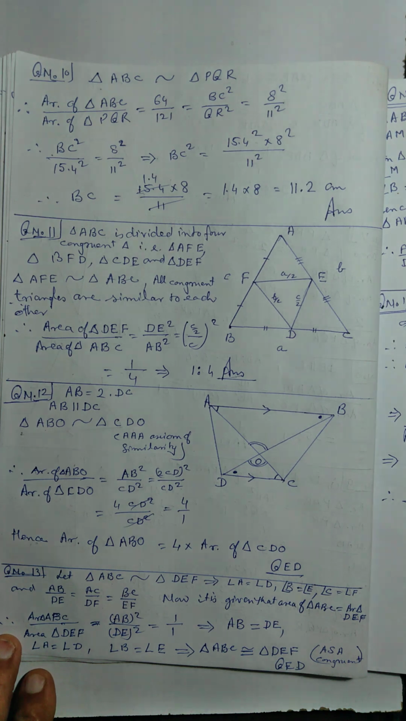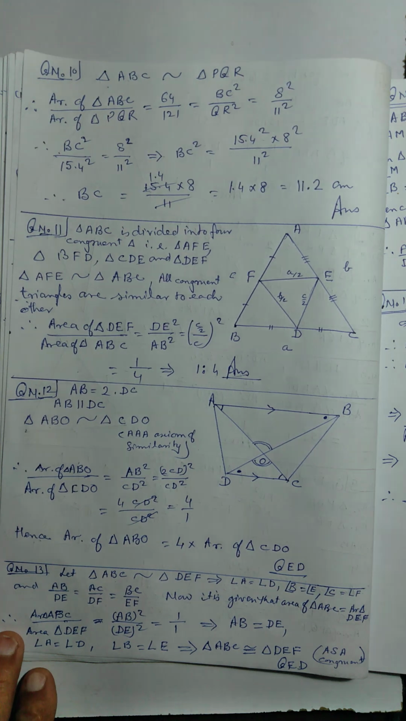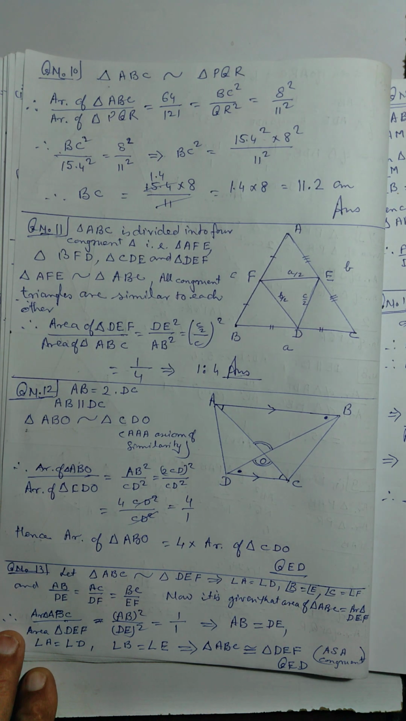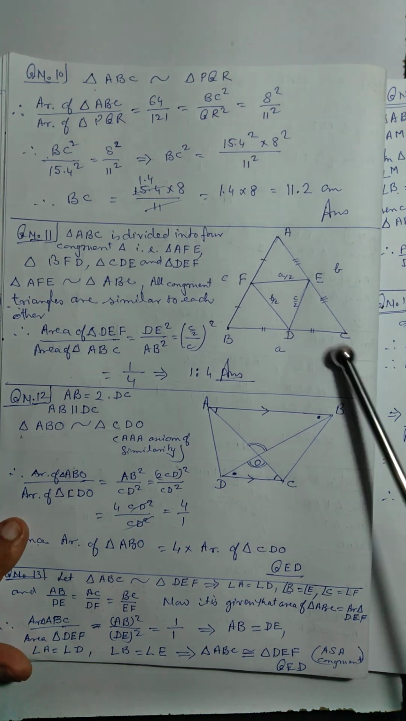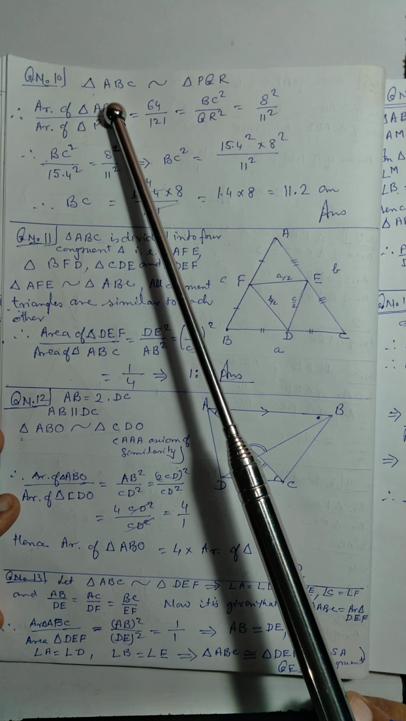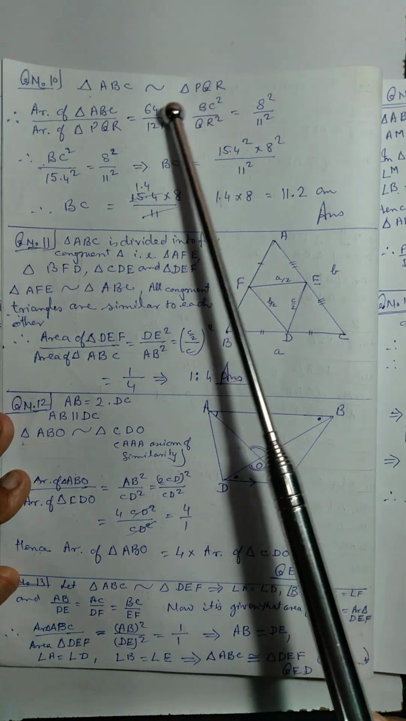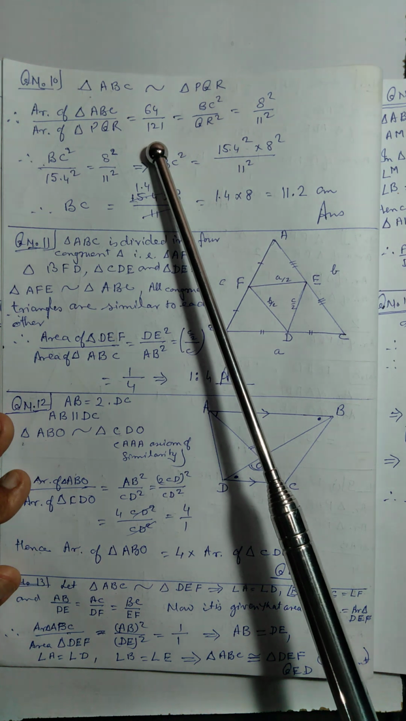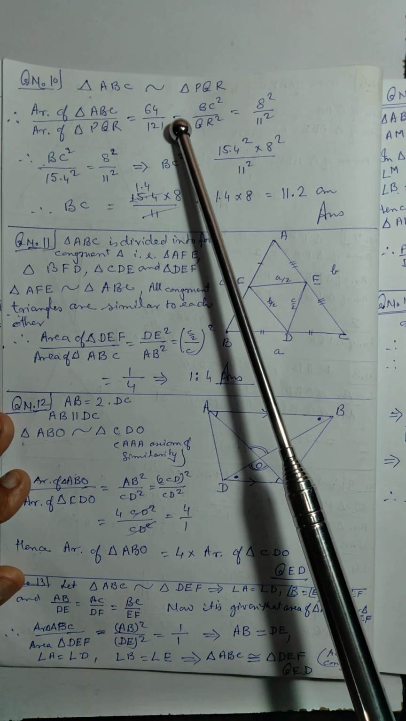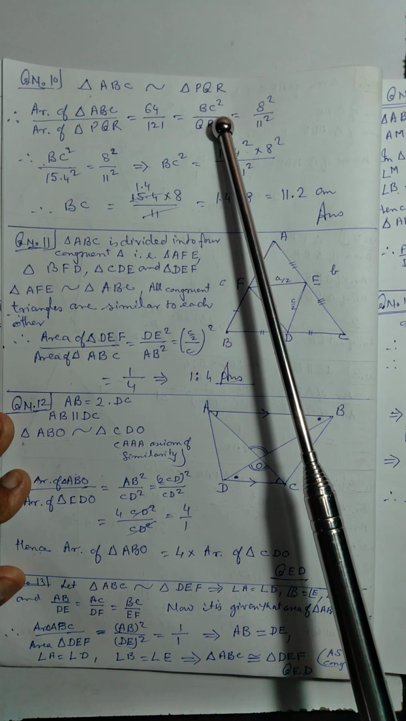The areas of two similar triangles ABC and PQR are 64 and 121 square centimeters respectively. If QR is equal to 15.4 centimeters, find BC. See, there are two triangles, triangle ABC and PQR. These two triangles are similar. The area of triangle ABC is 64, area of the triangle PQR is 121. So the areas of similar triangles are proportional to the square of the corresponding sides.